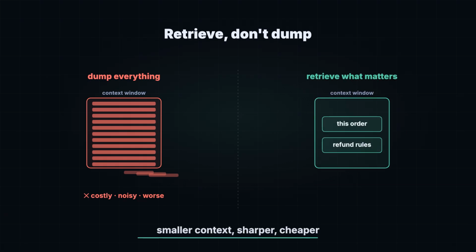The mistake beginners make is dumping everything into the prompt. That blows up your cost, and it actually makes answers worse, because the model drowns in noise. Instead you retrieve only the few pieces that matter for this exact step, and feed just those in. For our refund agent, that means pulling this customer's order history and the refund rules for their region, not the entire company handbook. Smaller context, sharper decisions, lower bill.